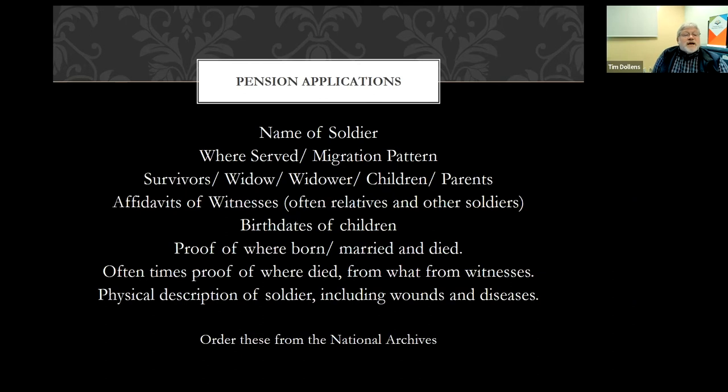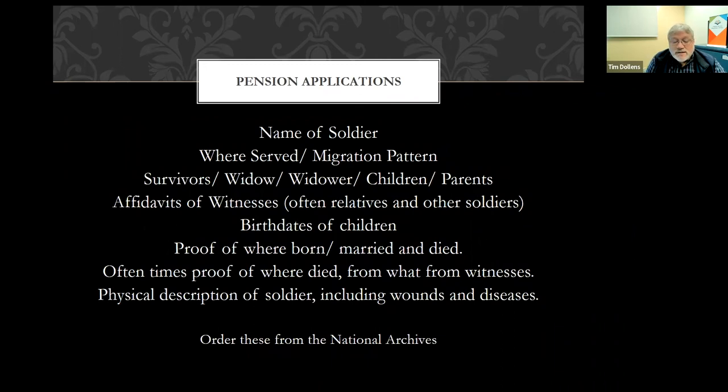So on a pension application, and we'll show an example in a few minutes, you get the name of the soldier, where they served and where they migrated to, and survivors, widows, widowers. If the soldier dies and is not married, a lot of times the parents get a pension. Witnesses include relatives and other soldiers. Prior to World War II, many soldiers served in the community in which they lived. So more often than not, the people who served with them in the same company are their neighbors, relatives, friends, brothers-in-law, cousins, uncles, etc. So always look for those.